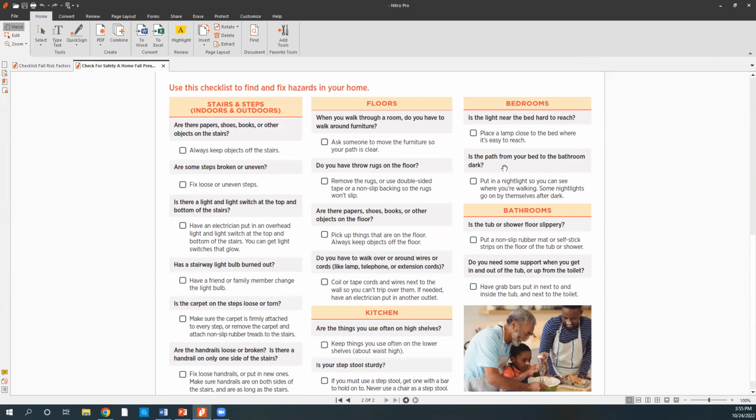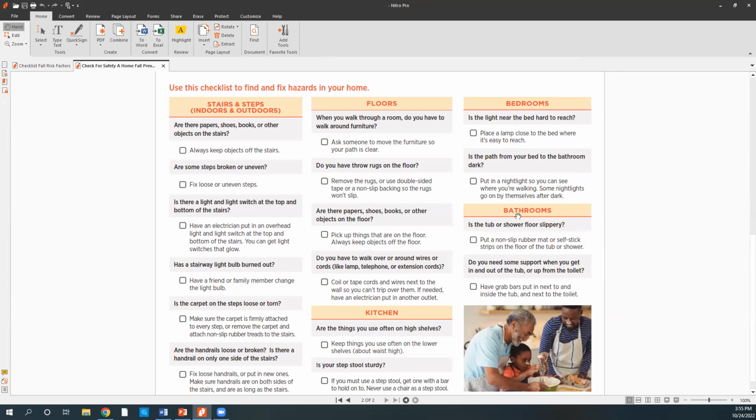We talked a little bit about that path from the bed to the bathroom being dark. If so, do we put those motion sensor night lights in? Do we encourage family members to do that? Our residents to do that? If it's falls in the bathroom, let's look at the tub. Let's look at the shower floor. Do they have a non-slip rubber mat? Is it still non-slip? Is it still in the place where it needs to go?